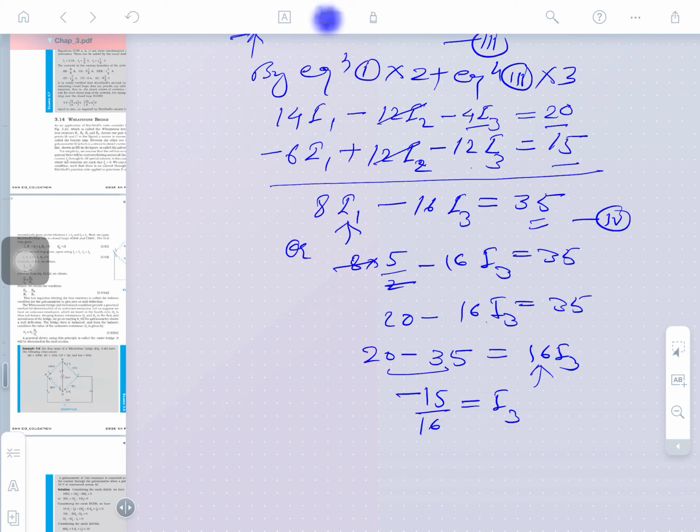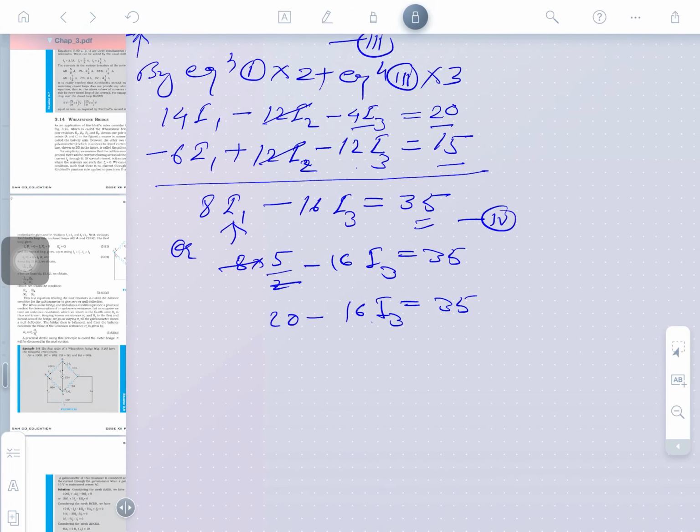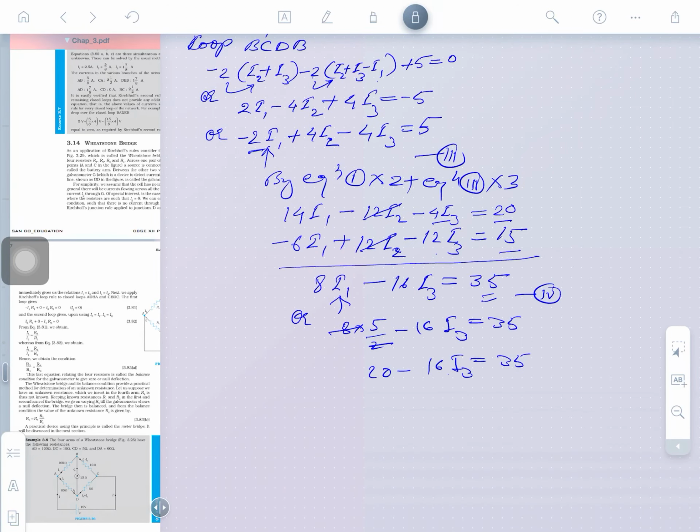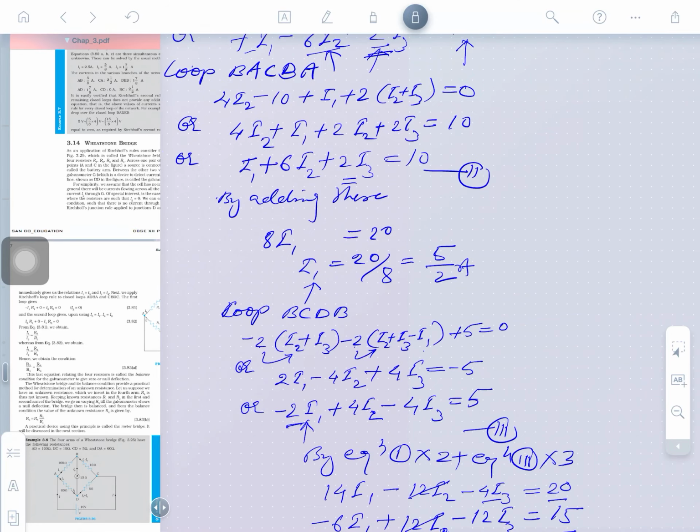I3 could be there something wrong. We need to check this again, whether in the equation there is something wrong. Okay, I1 is coming correct answer, but here I2 is not coming correct. Another equation we can use here.